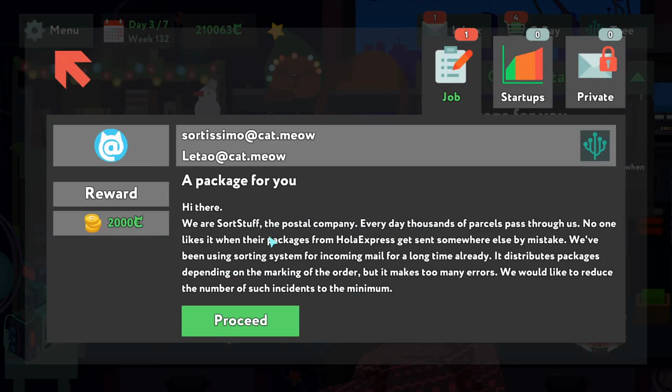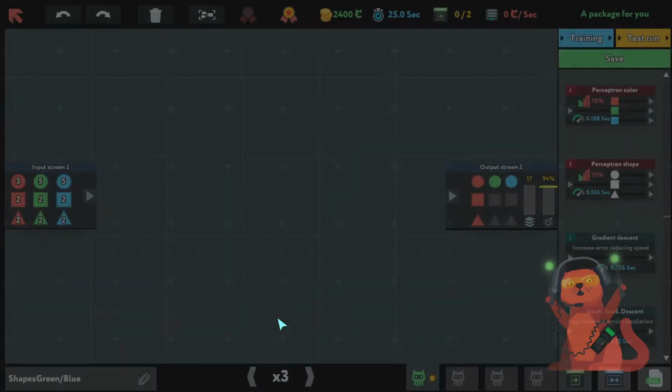Hi there, we are Sort Stuff, the postal company. Every day, thousands of parcels pass through us. No one likes it when their package from Ola Express gets sent somewhere else by mistake. We've been using a sorting system for incoming mail for a long time already. It distributes packages depending on the marking of the order, but it makes too many errors. We would like to reduce the number of such instances to the minimum.